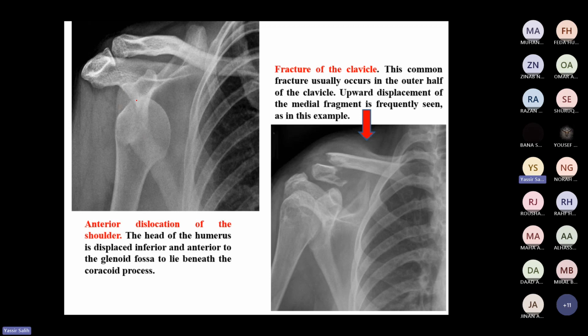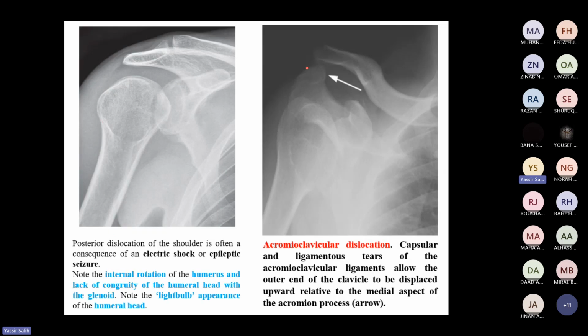As you look, the head of the humerus is displaced inferior and anterior to the glenoid cavity. This is the anterior dislocation of the shoulder. What do you think about this? Dislocation of the joint. Which joint? Between the clavicle and the scapula. What is it called? Acromioclavicular. Yes, the acromioclavicular joint is this joint.